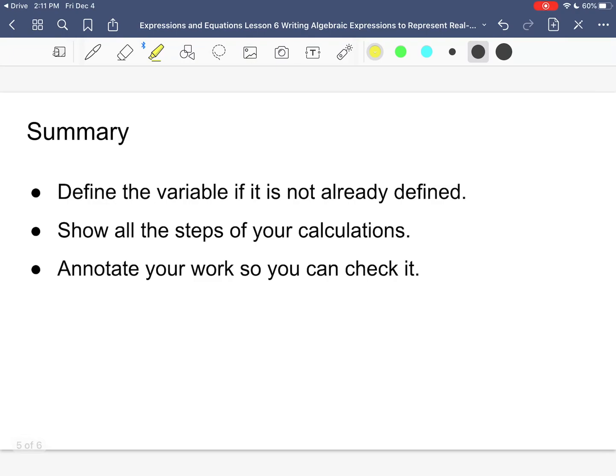So to summarize, define the variable first if it's not already defined. Let x equal whatever your first unknown quantity is. Show all of the steps of your calculations. Don't do some of it in your head, and annotate your work so you can check it. If your answer doesn't make sense and you want to go back and check your work, if it's all just numbers on the page, it's not so easy to check. But if you've got names like Jennifer's name and her brother's name and so on beside your work, you can see maybe where your error is more clearly.